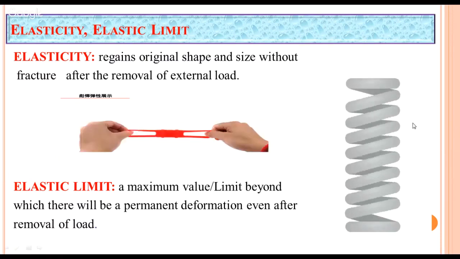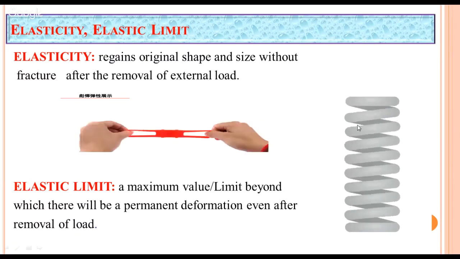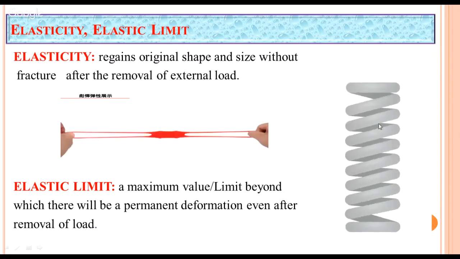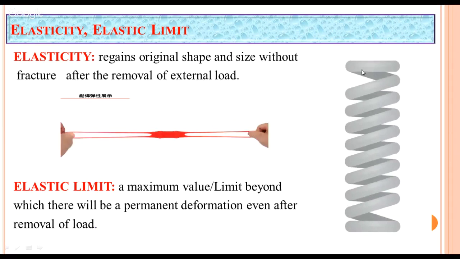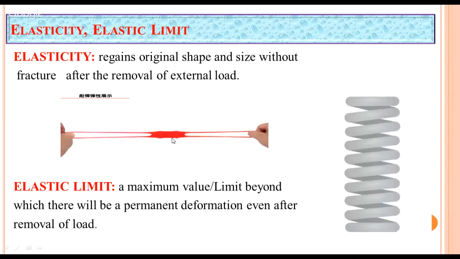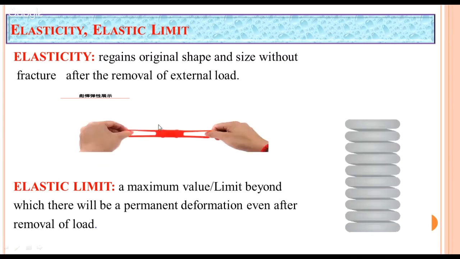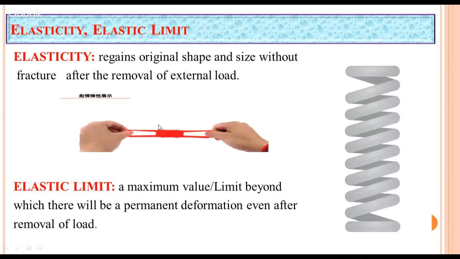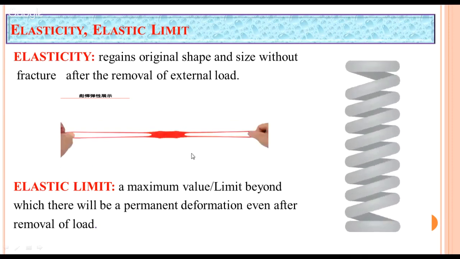So you can see there's some animation here. It is compressed due to external force or by means of anything. After removal, it will regain its original position. See here, in this case also, the rubber is expanded. After removal of the expansion, it will come back to its original position, size and shape.